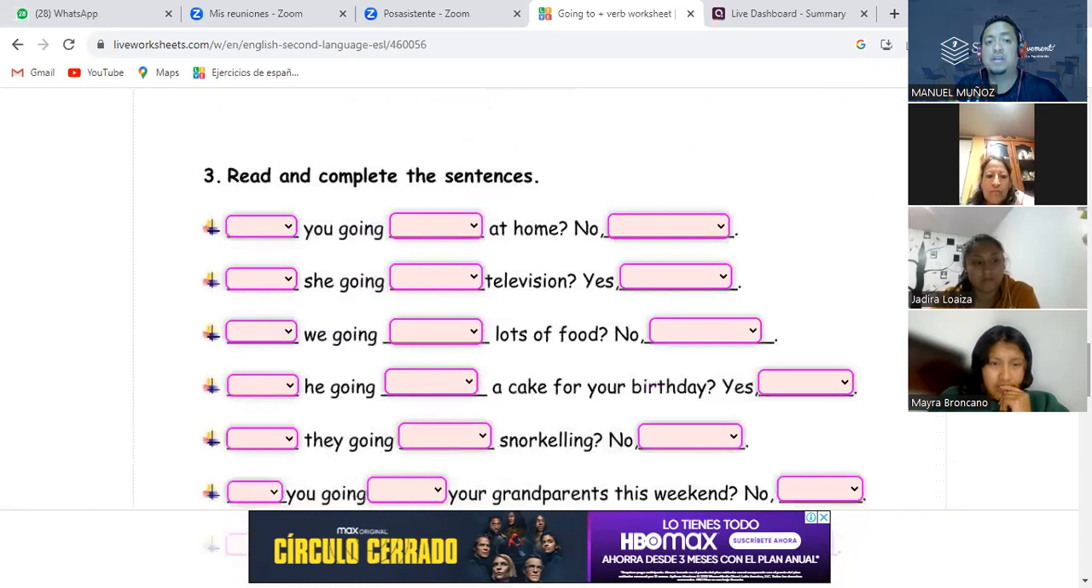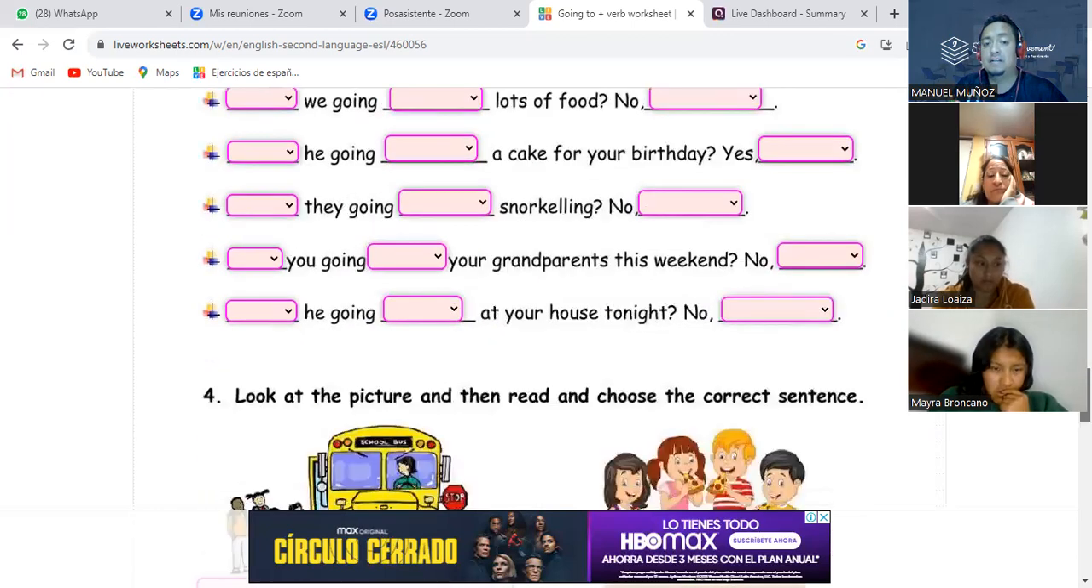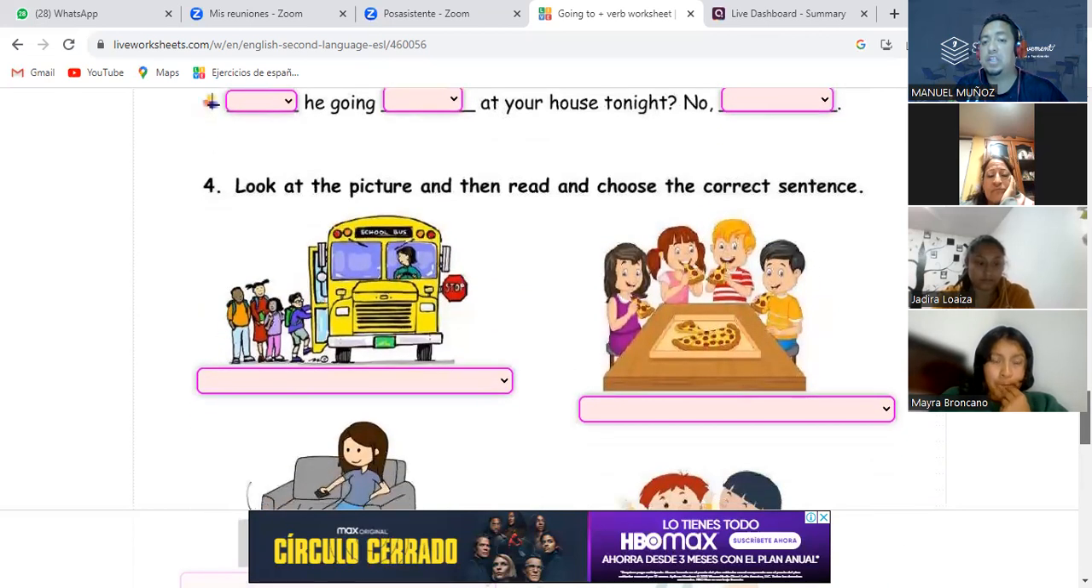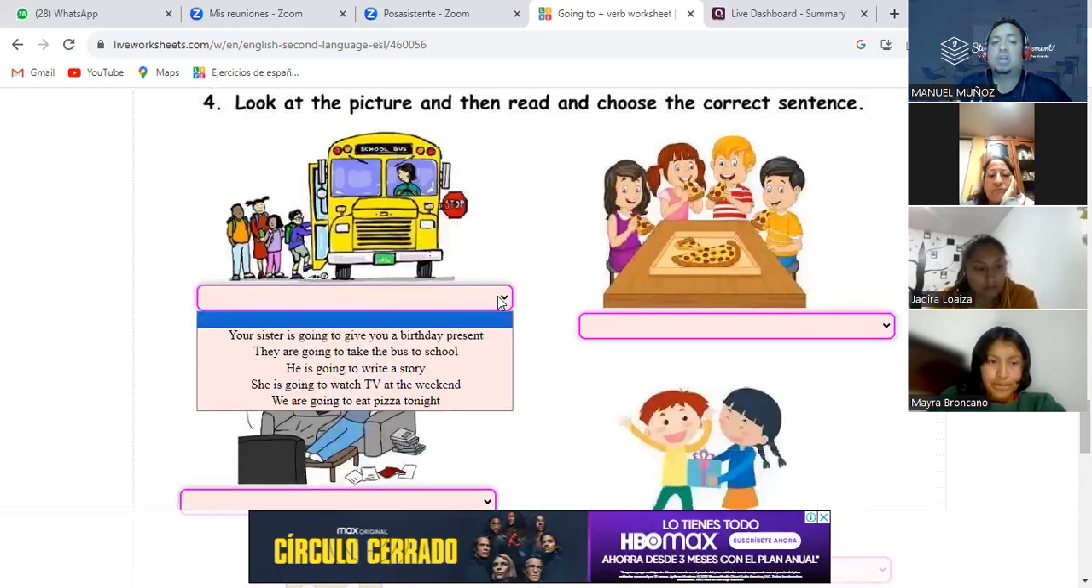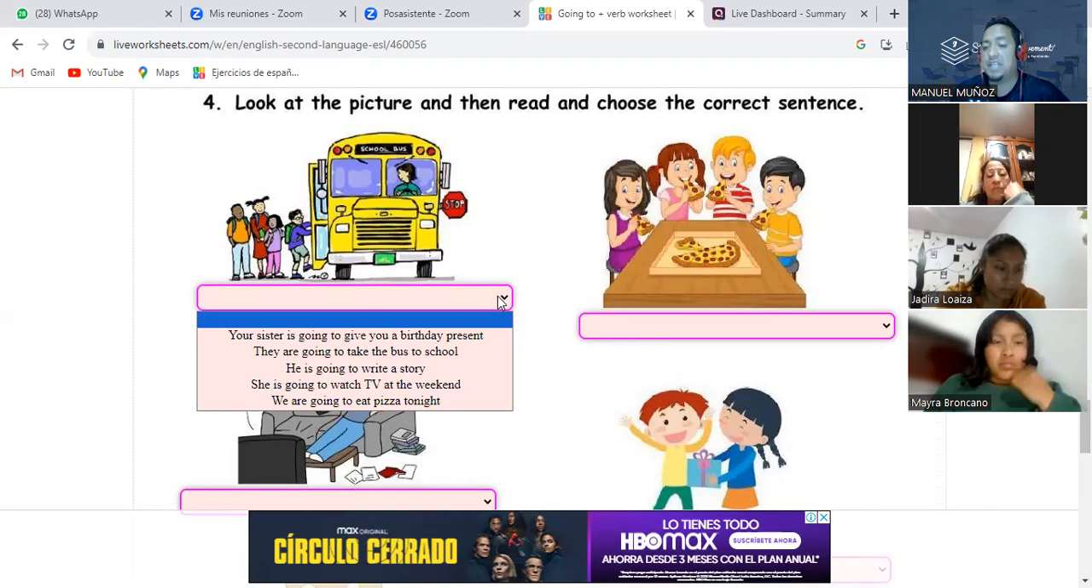On the three, read and complete the sentences. What is that you? And is, are, is going to at home. Cuidado, and use it for I not. Okay. Look at the picture of the reader to choose the correct sentence. Look at the picture. What is the situation? He's going to write to us history. He is going to watch TV on the weekend, or we are going to eat pizza. Okay? Select, choose the best answer, please.